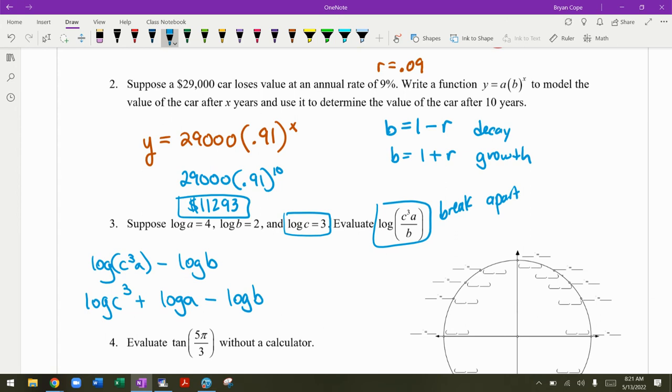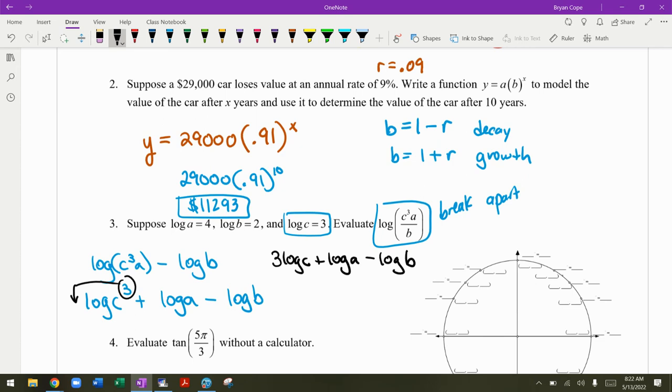Now we're almost ready to finish. What do I do with that 3? What do the properties tell us I can do with that 3? It can come down in front. Remember that property? We're going to need to study those properties again. So 3 log C plus log A minus log B is what we need to evaluate.